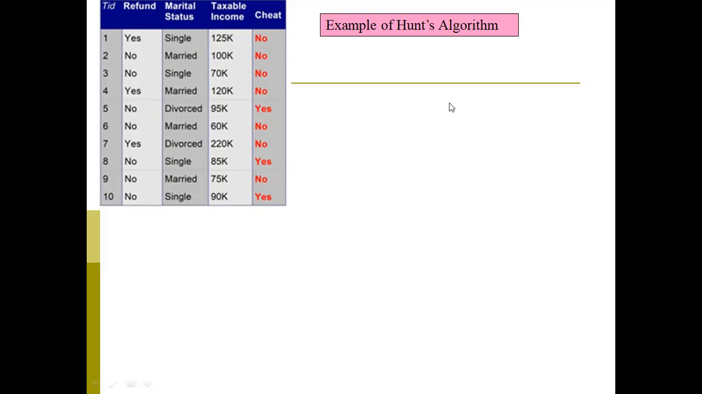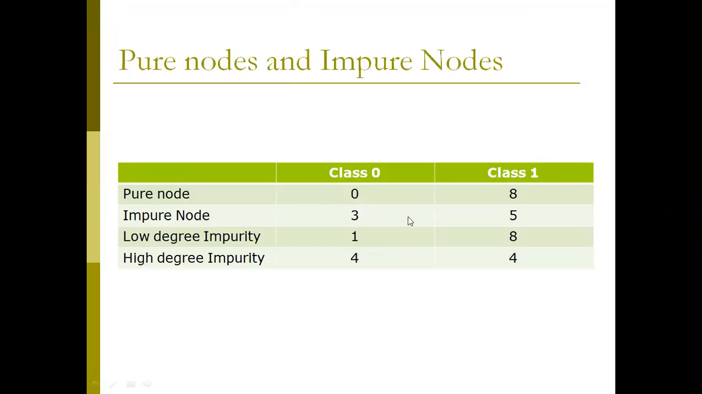Hi everyone. In today's class, we are going to learn an example of Hunt's algorithm. Before going to learn this example, first of all, I would explain about pure node and impure node. What is a pure node and what is an impure node here?